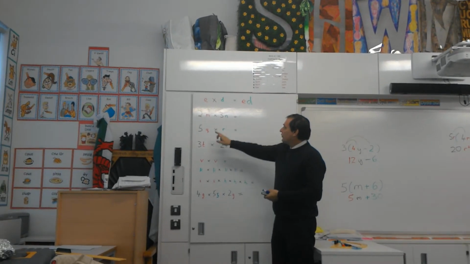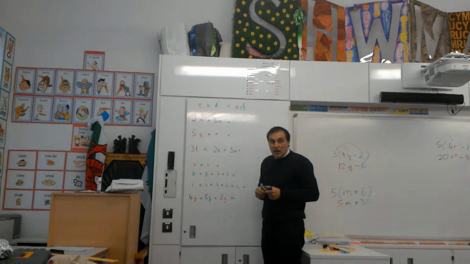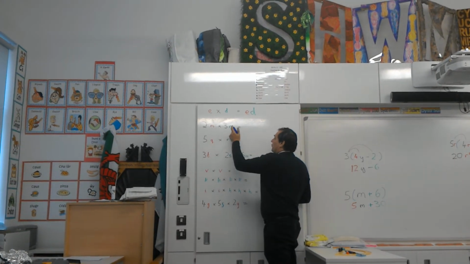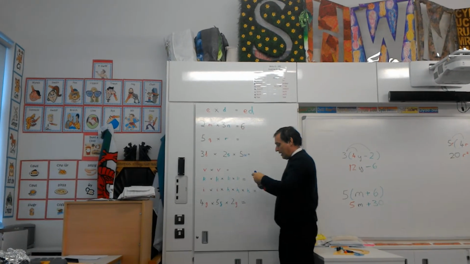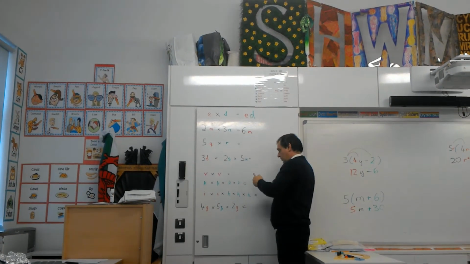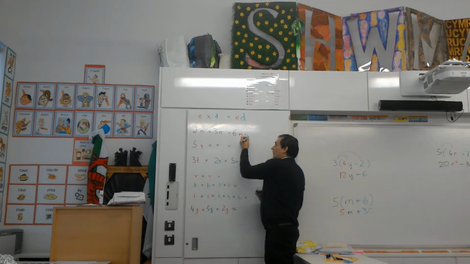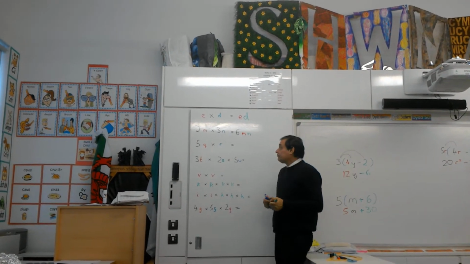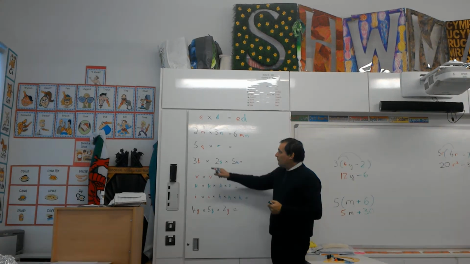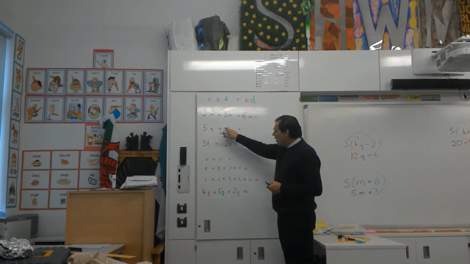Okay, we've got 2n times 3n. So I multiply the numbers together as normal, so 2 3's give me 6, and then I write the letters together, and that's going to be an n there, and then we're going to have an n, so it becomes 6nn.